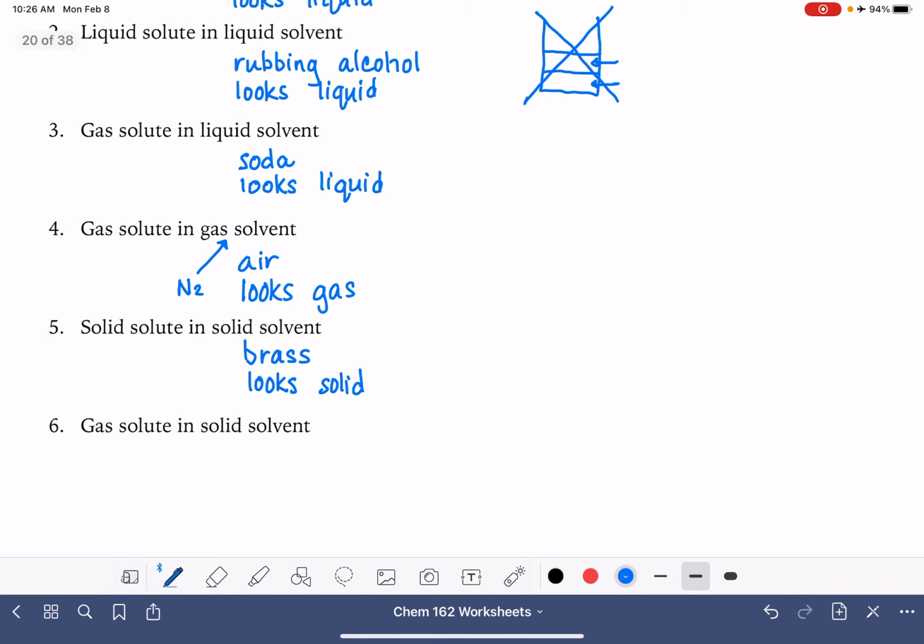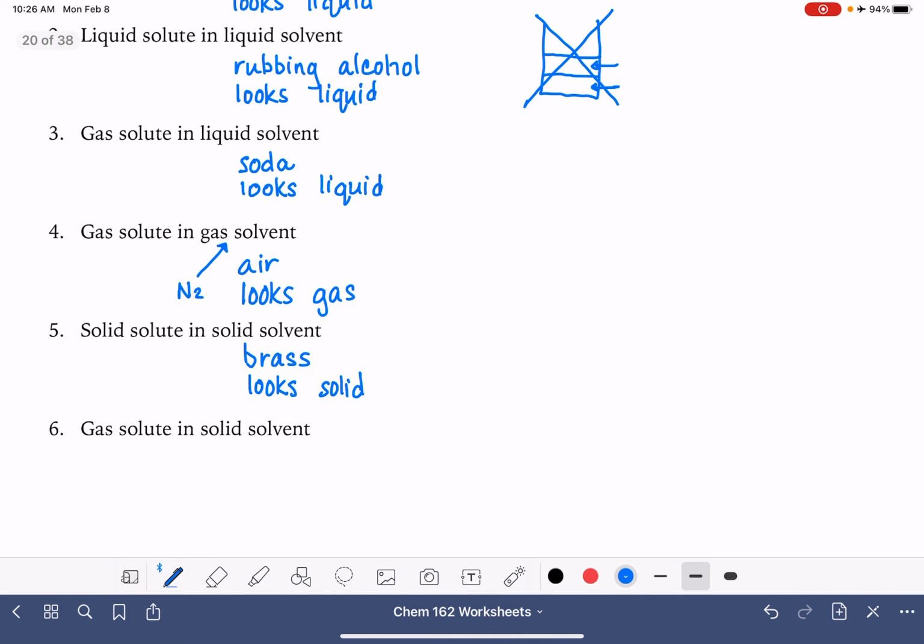And then last but not least, gas in a solid. My favorite example of this is Pop Rocks, the candy. That's a solid, candy, sugar, whatever, and it has carbon dioxide gas dissolved in it. Another good example of a gas solute and a solid solvent is a glacier. It has air trapped in the solid ice. But Pop Rocks is more fun, and it's one that is kind of tangible, because if you have eaten Pop Rocks, when you put them in your mouth, you feel that fizzing in your mouth, and that's the gas solute escaping as the solid dissolves in your mouth.